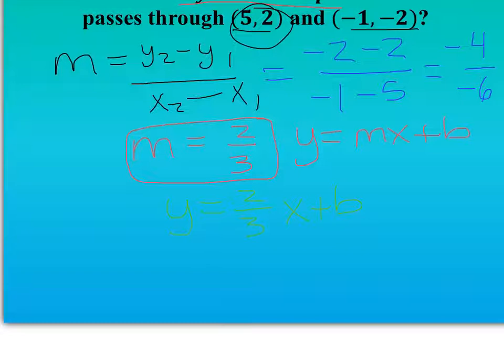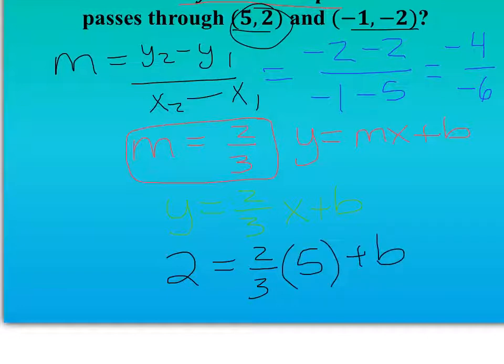So I plug in 2 for y. 2/3 is the slope that I found. And then I plug in 5 for x plus b. So always remember your steps. Step 1, find your slope. Step 2, plug in your slope and plug in your x and y intercepts. Step 3 is now solve for b.